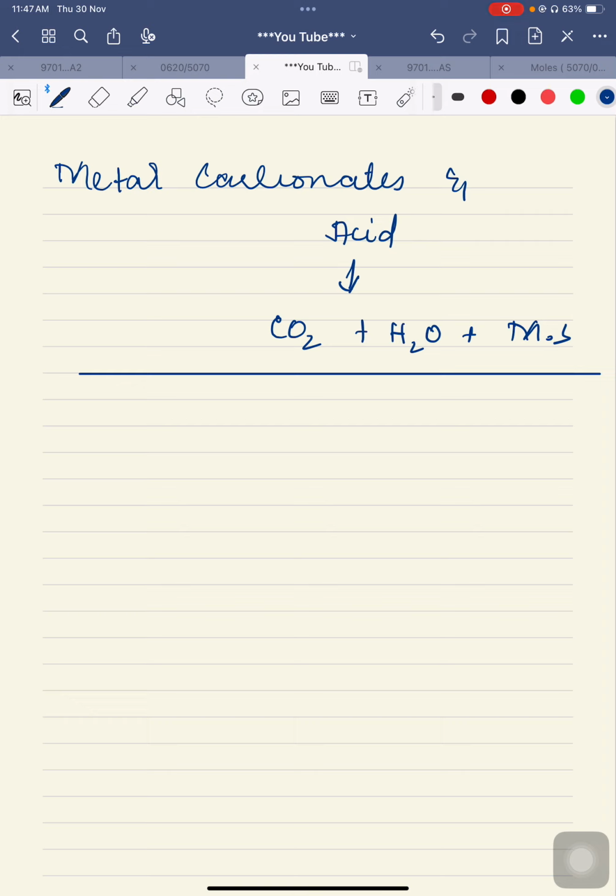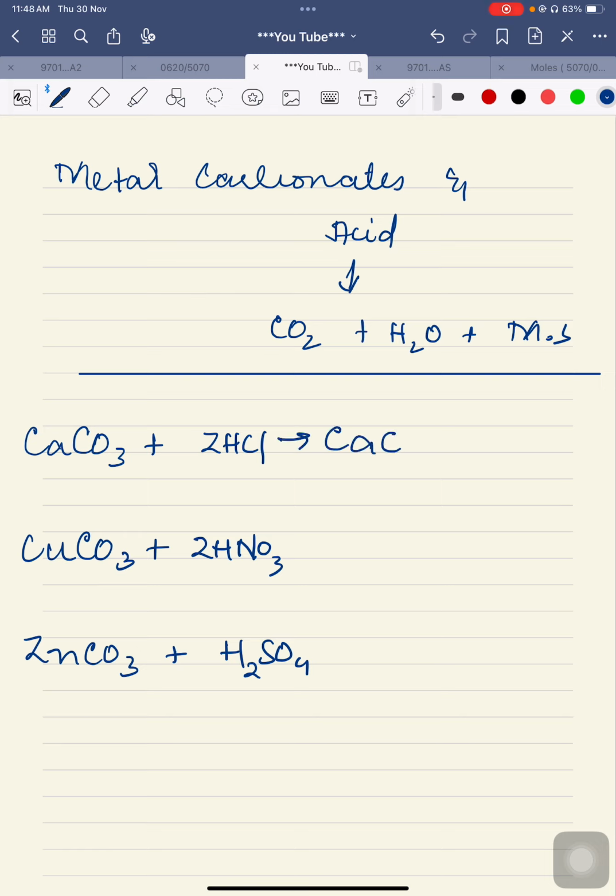So here it is calcium carbonate reacting with 2HCl. Then it is copper carbonate reacting with 2HNO3. Then it is zinc carbonate reacting with H2SO4. So such types of reactions are there. It is CaCl2 plus H2O plus CO2. It is Cu(NO3)2 plus H2O plus CO2. Okay, and then the final is ZnSO4 plus H2O plus CO2.